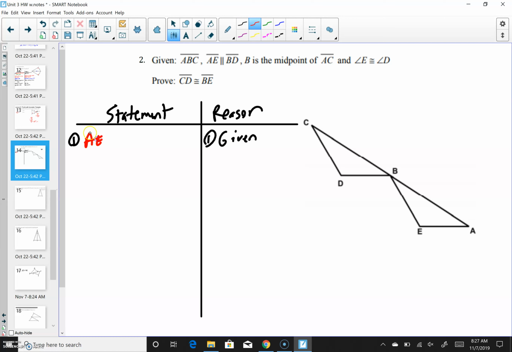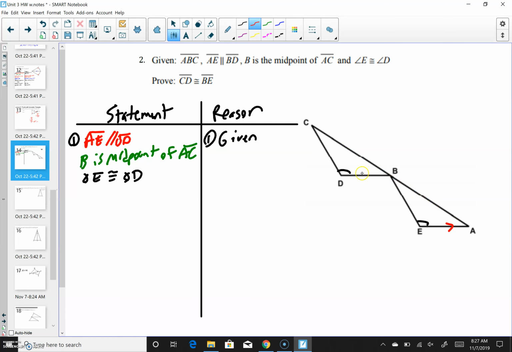So we've got AE is parallel to BD. It tells us that B is the midpoint of AC. And then it gives us nicely that E and D are congruent. So I'm just going to mark them and move on from those two. I'll go back to my parallel piece first here. Wrong side, sorry.